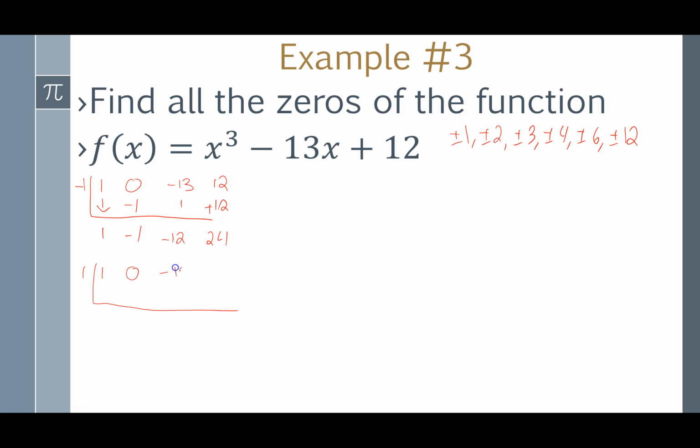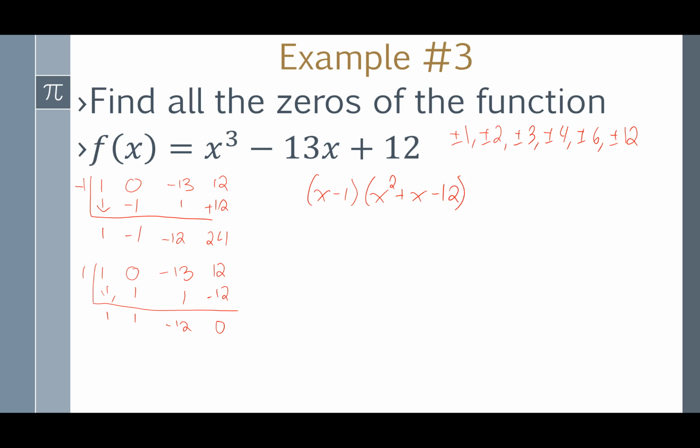1, 0, negative 13, 12. Well, carry down the 1, 1, 1, 1, negative 12, and 0. So 1 works. So that tells me this would have factored right here to an x minus 1. And then we have an x squared plus x minus 12 left over.